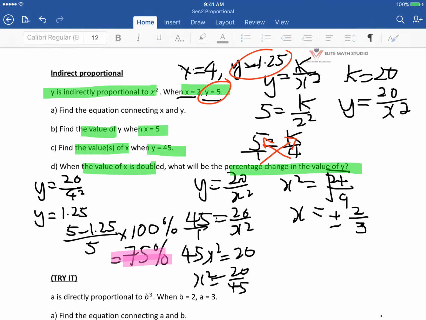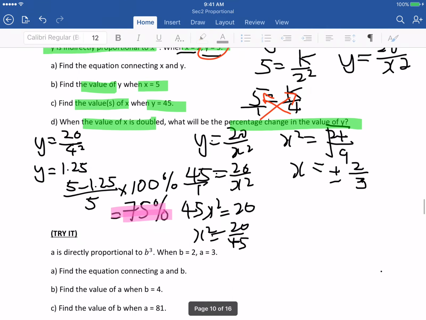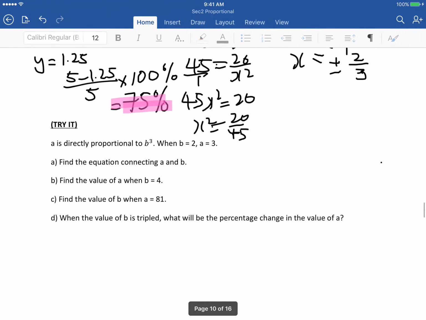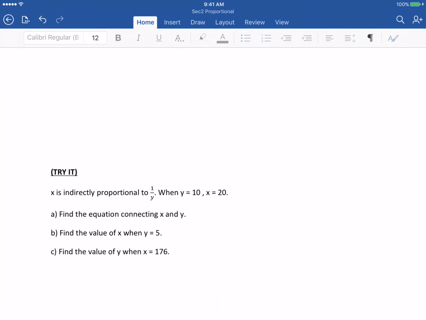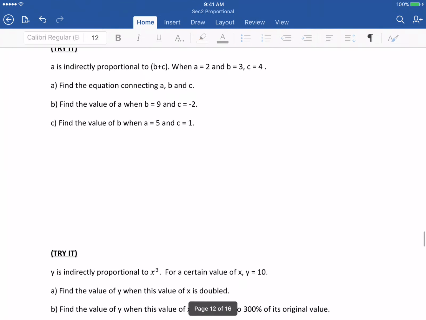So next few questions, same thing. I want you to go and try it yourself. Very similar. Just get the format right. I think everything should be quite okay. So same thing, pause the video, go and try it out. Same thing about this one, go and try it. This one as well.